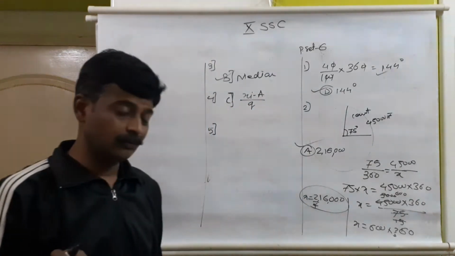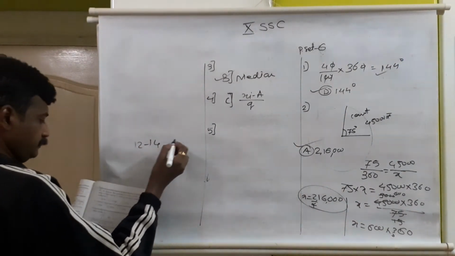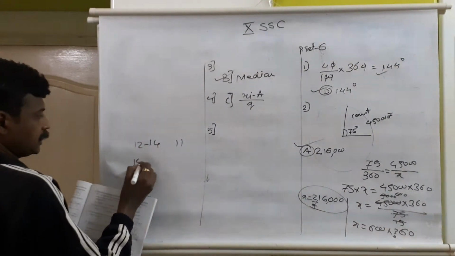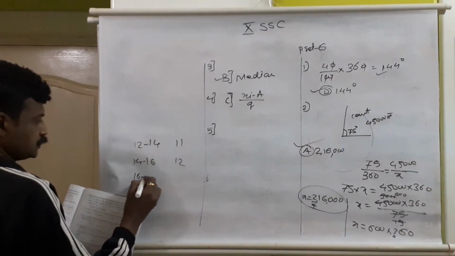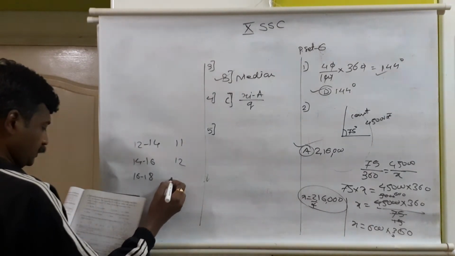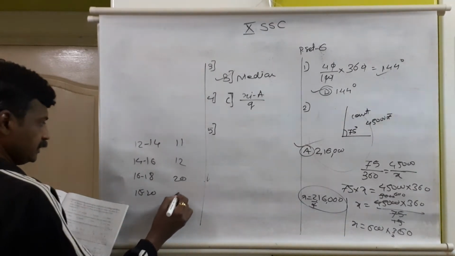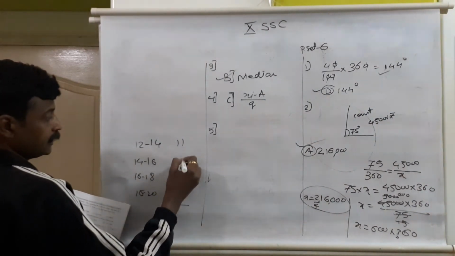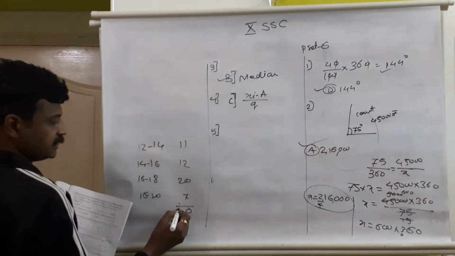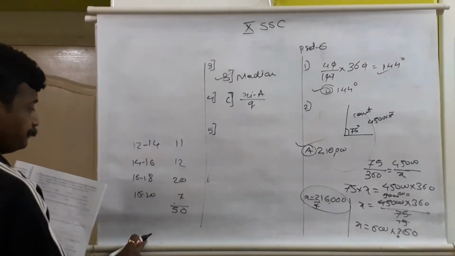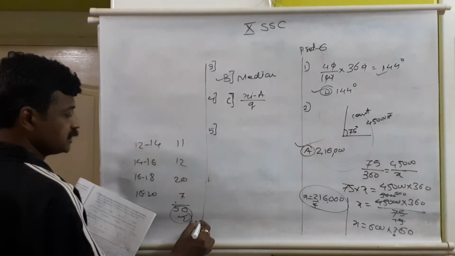So here, what was the formula for median? See, the classes are given: 12 to 14, 11; then 14 to 16, it is 12; 16 to 18 kilometers per liter, it is 20 vehicles; and 18 to 20, it is 7. If we see the total here, it is 50. N by 2, 50 upon 2, gives 25.